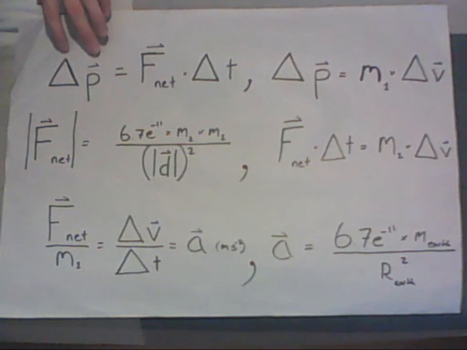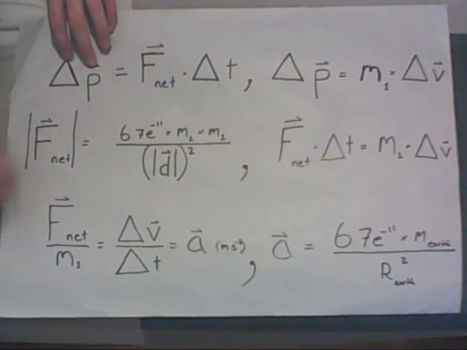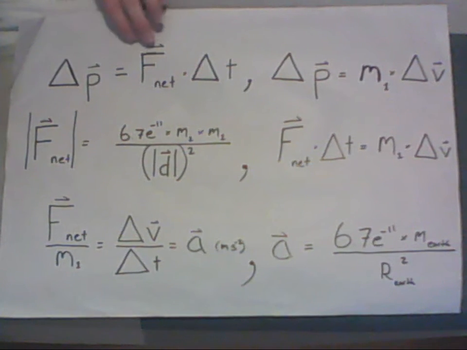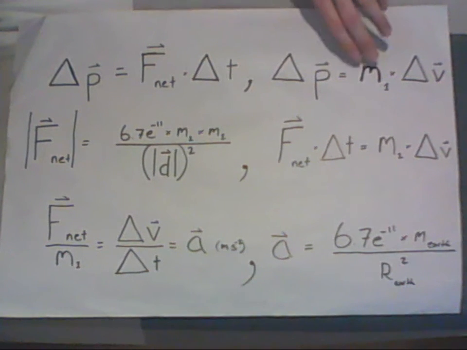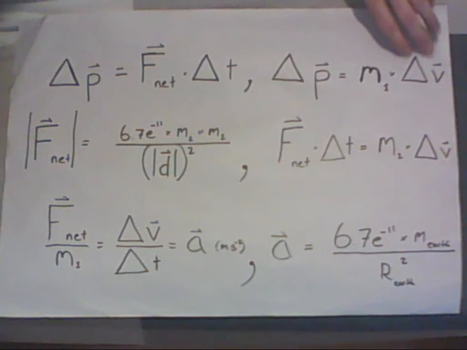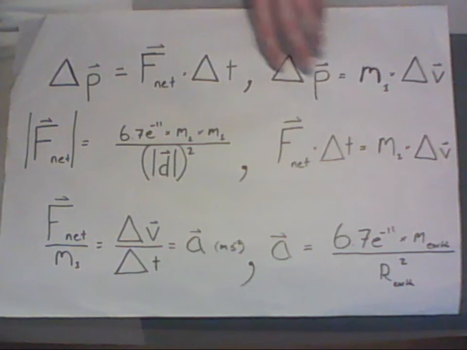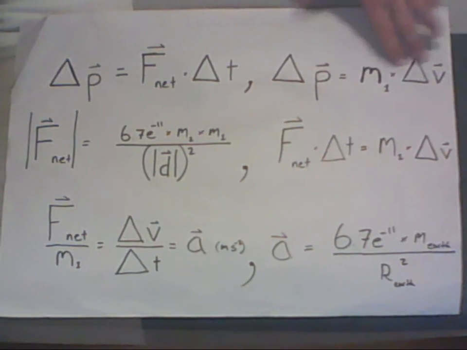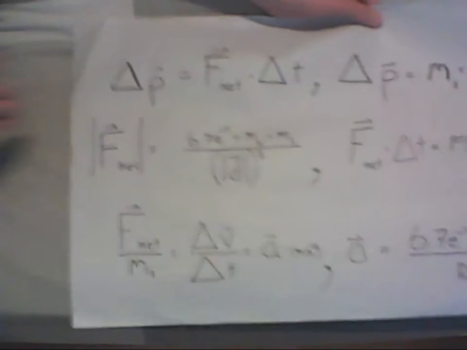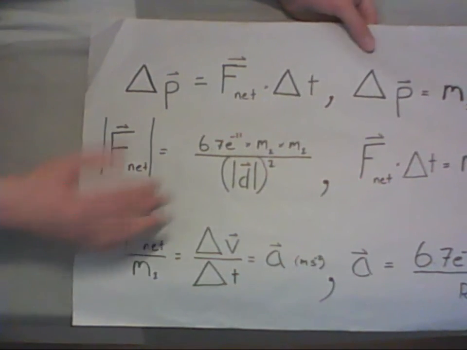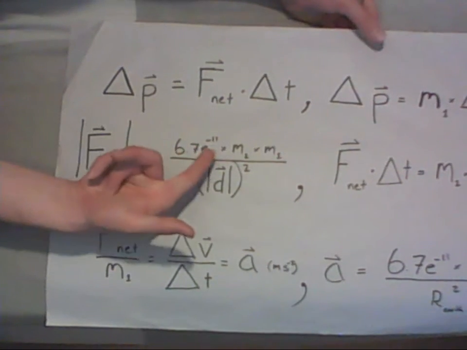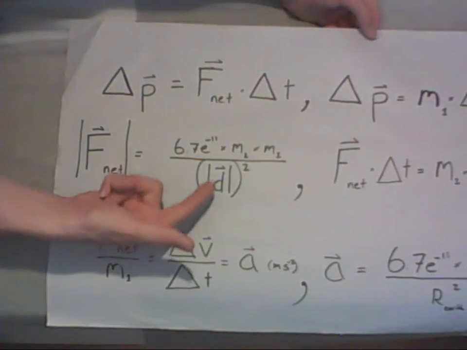So in this case, the momentum of the falling object is going to be equal to the net force multiplied by the change in time that force is acting on it. The momentum is also going to be equal to the mass times the change in velocity. That is, change in momentum equals mass times change in velocity, because mass isn't changing. Force is going to be your usual force calculation of gravitational attraction: 6.7 e to the negative 11 multiplied by the two different masses divided by the distance between them squared.